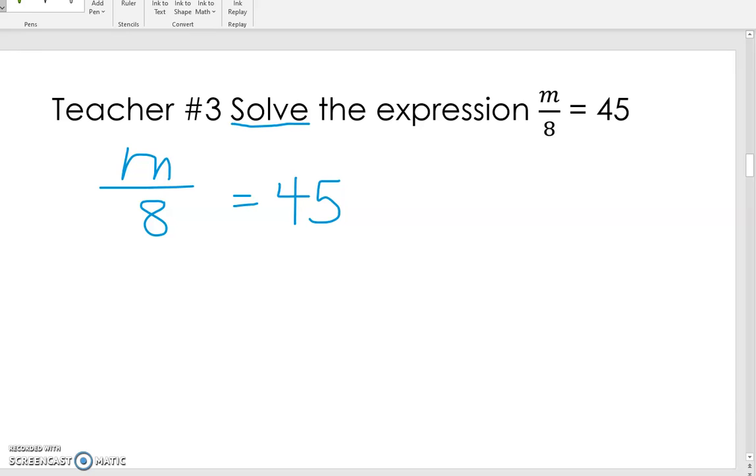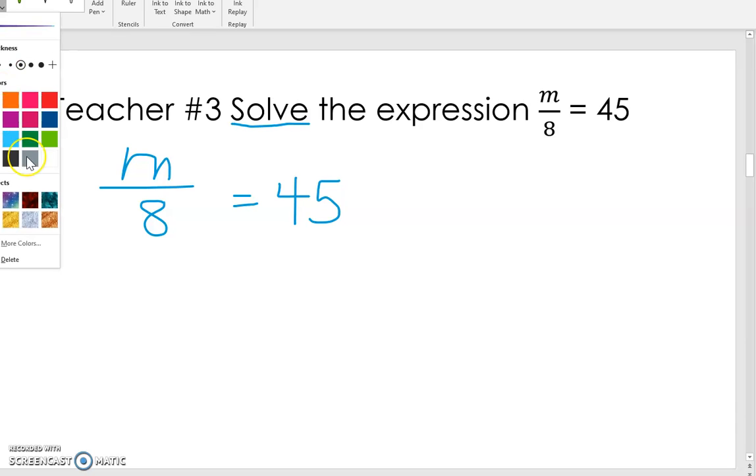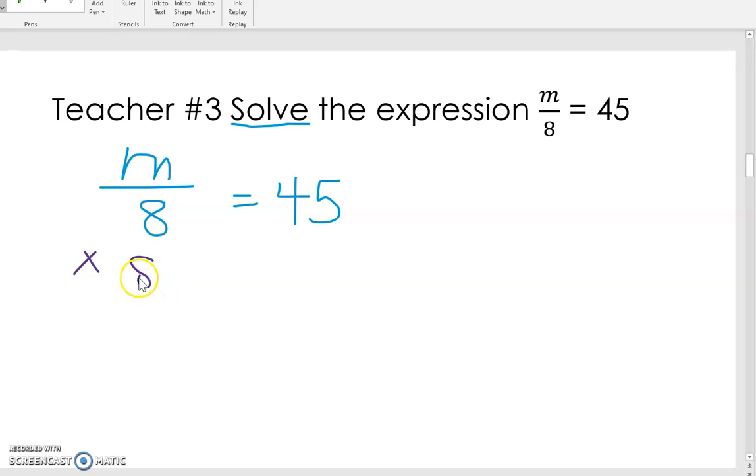If I want to undo division, which I do in this problem, I'm going to multiply. The reason being because two opposite things will cancel each other out. So dividing by 8 and multiplying by 8 cancel out, which then leaves the variable m by itself, which is the goal of solving a problem. We need to make sure that we're keeping this balanced, so then I'm going to multiply on the other side as well. So my solution for this is m equals 45 times 8.